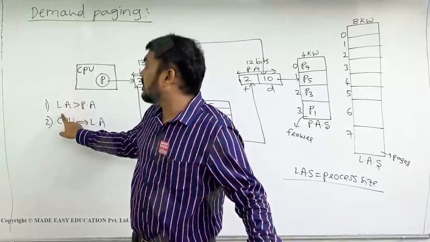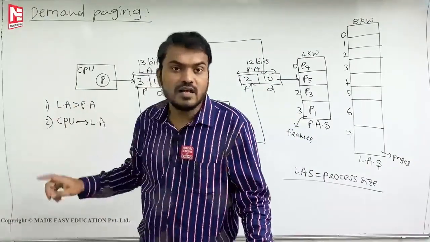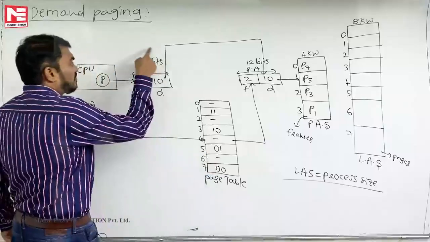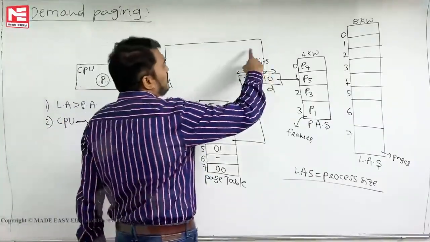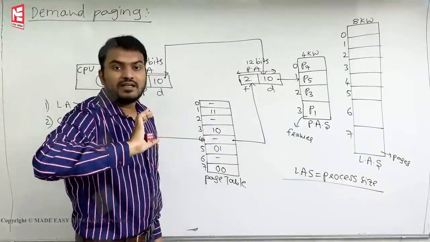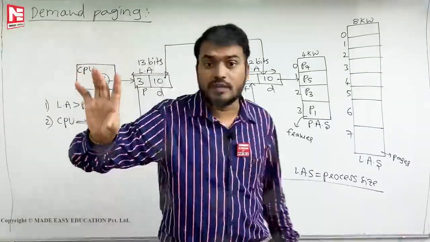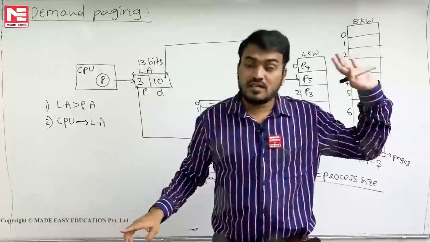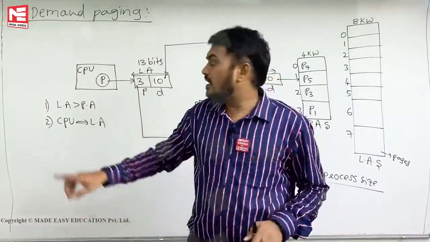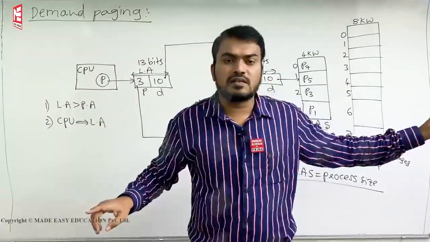Logical address will always be greater than what? Physical address. So your logical address will be how much here? 13 bits, and physical address will be 12 bits. Is that clear for everyone? So I am repeating the first question once again. Why will the logical address be greater than the physical address?